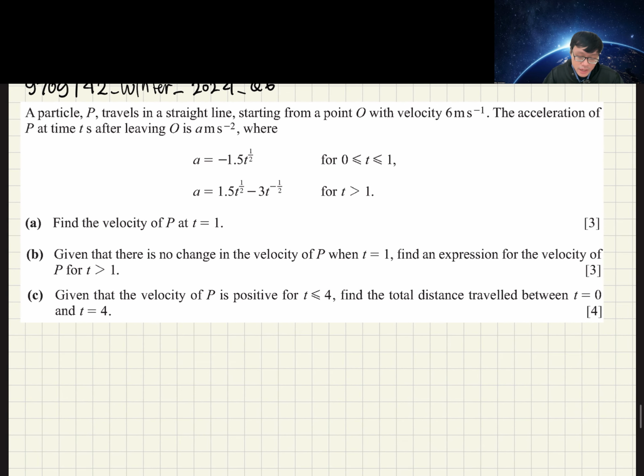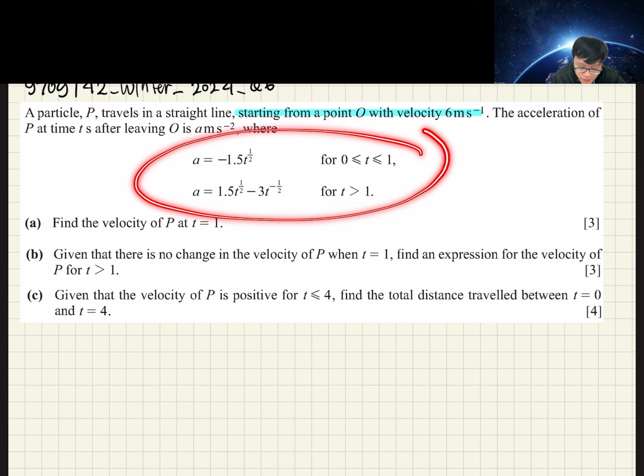Here we have another acceleration equation, but now we have two different equations with different time intervals. So let's see how we deal with this kind of question. A particle P travels in a straight line starting from point O with velocity 6 meters per second. So now you have the initial velocity, which is 6, before it's 0. The acceleration of P at time t is given by this. We have two different equations.